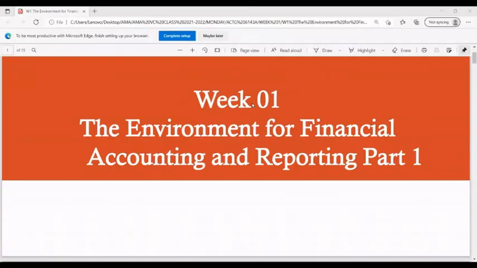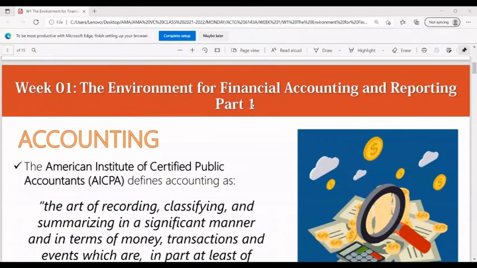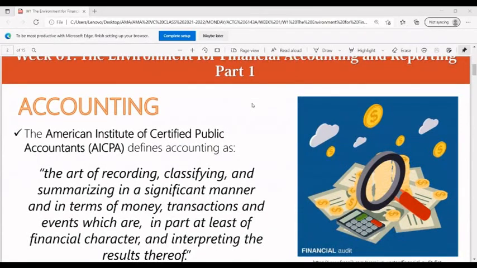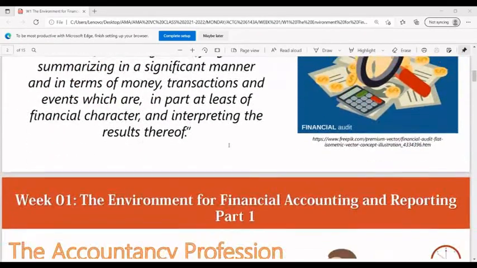For today, the topic is the environment for financial accounting and reporting. The environment for financial accounting and reporting, part 1, is accounting. The American Institute of Certified Public Accountants, or AICPA, defines accounting as the art of recording, classifying, and summarizing in a significant manner and in terms of money, transactions and events which are, in part at least, of a financial character, and interpreting the results thereof.